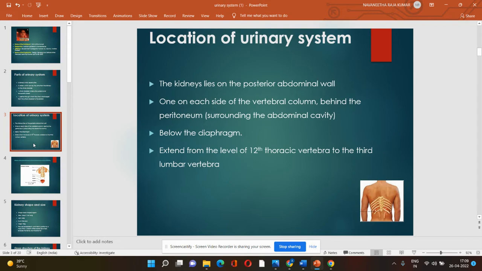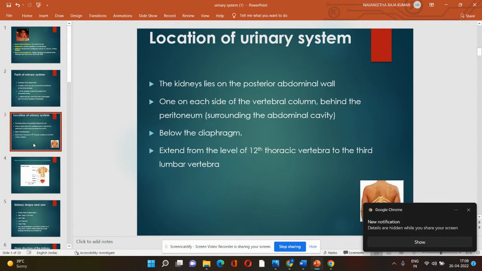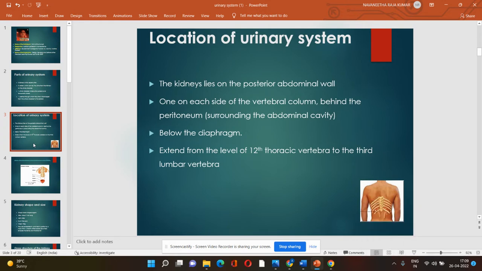If we see the location of the urinary system, as we know there are two kidneys. The two kidneys lie on the back side of the abdominal wall, on the posterior abdominal wall. They lie on each side of the vertebral column. The vertebral column runs right from the neck to the down part of the human body at the central axis.